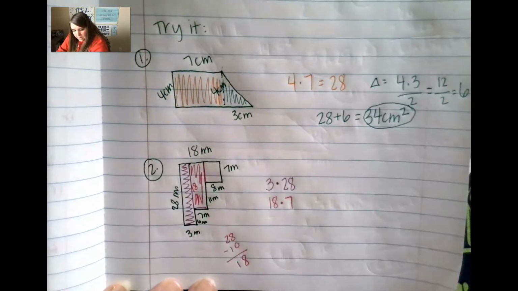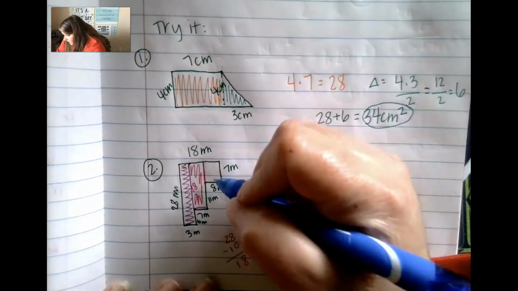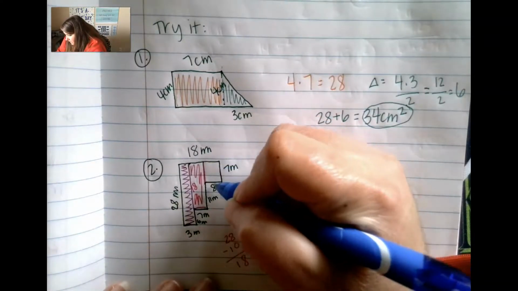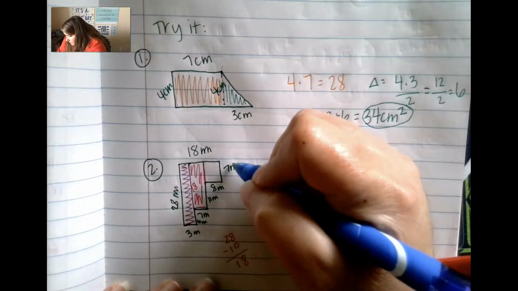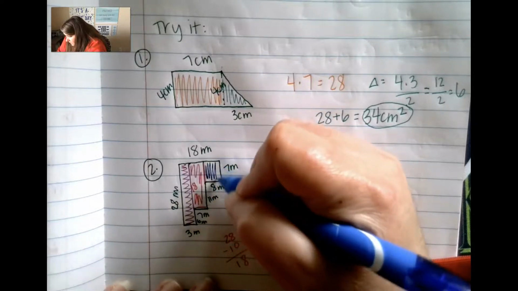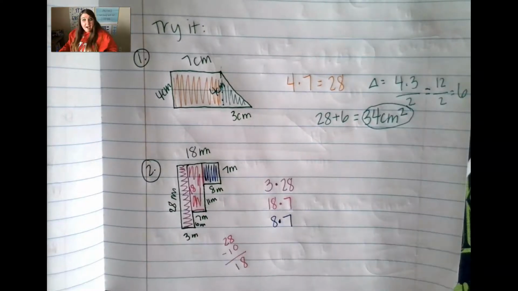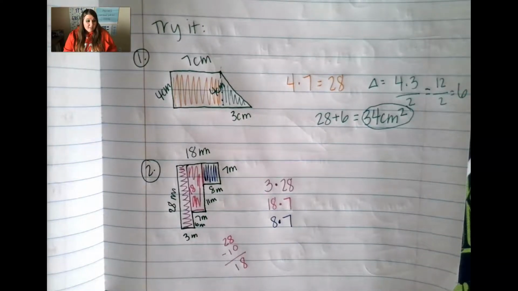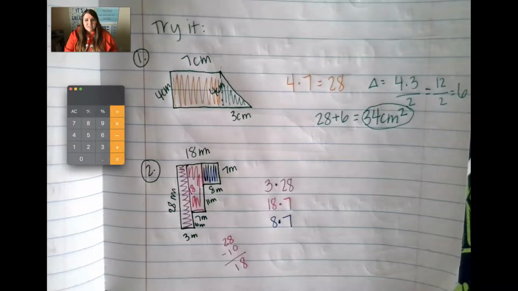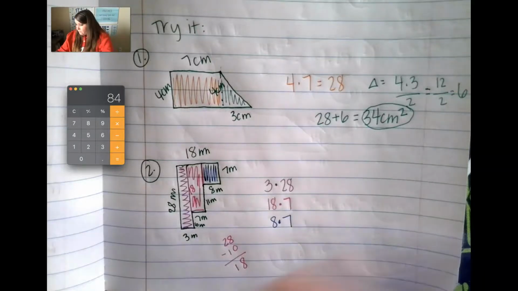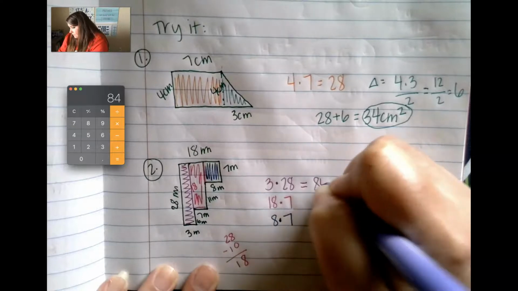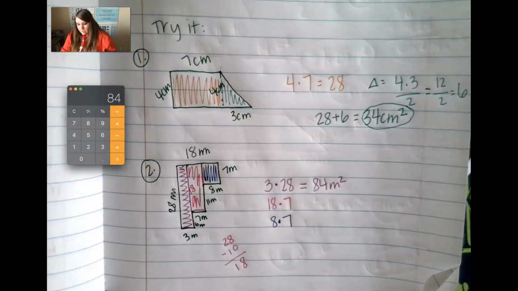And then last but not least, this one's actually colored in for you right here. And it says it's 8 by 7. So I just need an 8 by 7. Okay, now I can solve all of these. This one's kind of fun because it's like a mystery to solve. So let's go ahead. 3 times 28, and that gives me 84. So I get 84 meters squared.